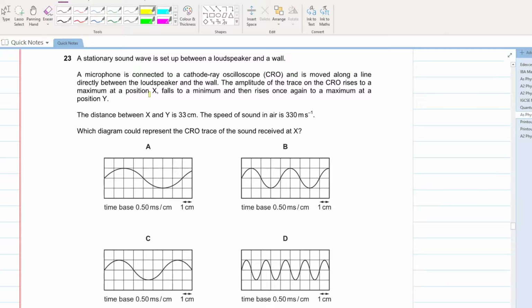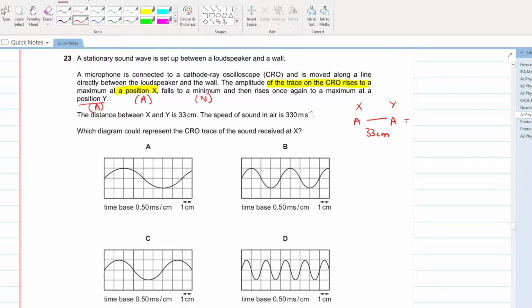A CRO is moved along a line between the loudspeaker and the wall. The amplitude of the trace on the CRO rises to a maximum at point X. That means at point X you have what? An antinode. Falls to a minimum. That means you have a node. And then rises again to a maximum value at position Y. That means at position Y you have an antinode. So at position X you have antinode, at position Y you have antinode. The distance between these two positions is 33 centimeters.